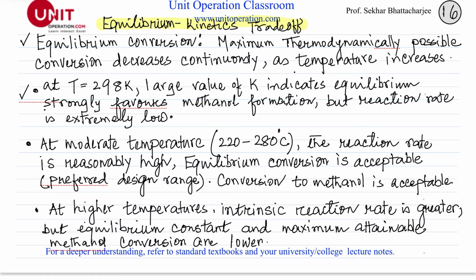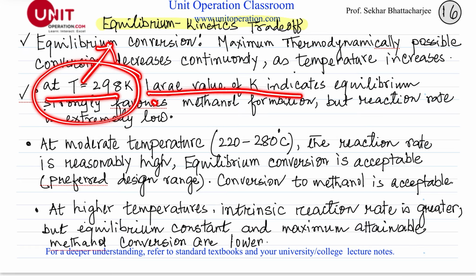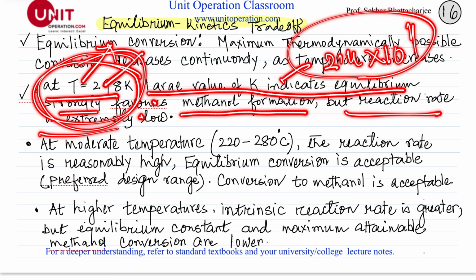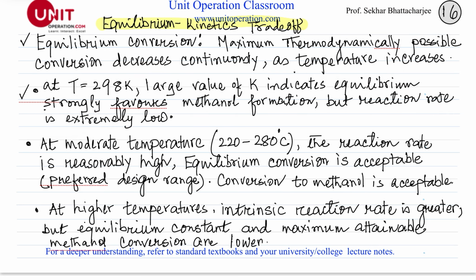We have seen here at the end, but if we go to a lower temperature, let's say room temperature, the value of K is very high. A large value of K indicates equilibrium favoring products. Remember, that's around 2.4 times 10 to the power 4. It's a very high value. So that favors methanol formation, but the reaction rate at such a low temperature is very low, because this depends on the exponential dependence of reaction kinetics on temperature. We can look into the Arrhenius equation. So at this condition, the equilibrium conversion may be high, but the kinetics is very low.